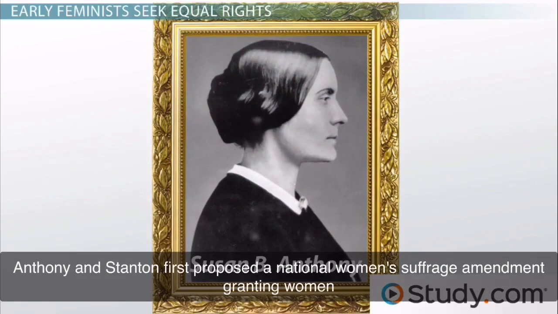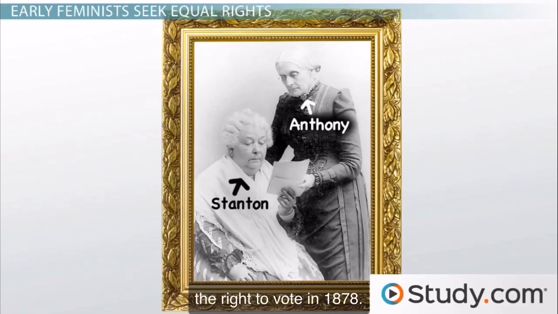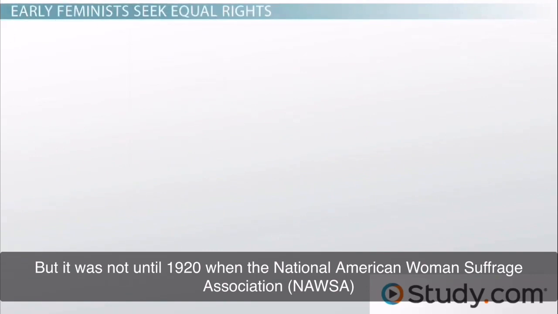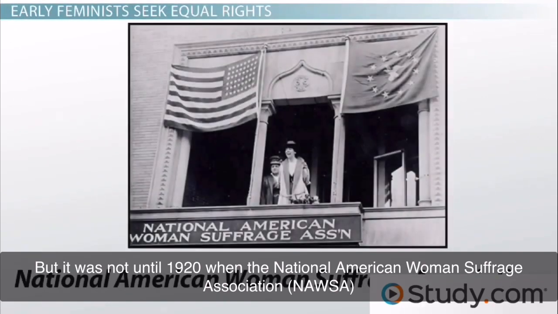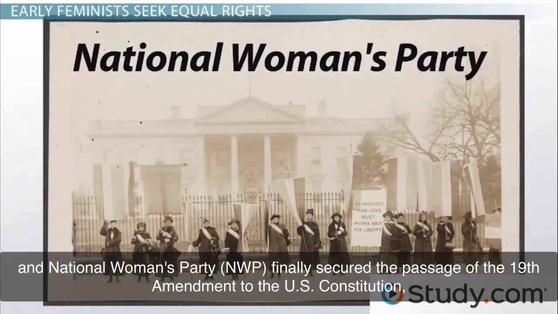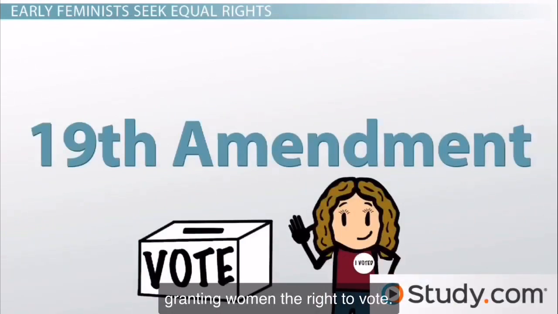Anthony. Anthony and Stanton first proposed a national women's suffrage amendment granting women the right to vote in 1878. Lucy Stone worked at the state level using a state-by-state approach to achieve voting rights for women, but it was not until 1920 when the National American Woman Suffrage Association, or NAWSA, and National Woman's Party, NWP, finally secured the passage of the 19th Amendment to the U.S. Constitution, granting women the right to vote.